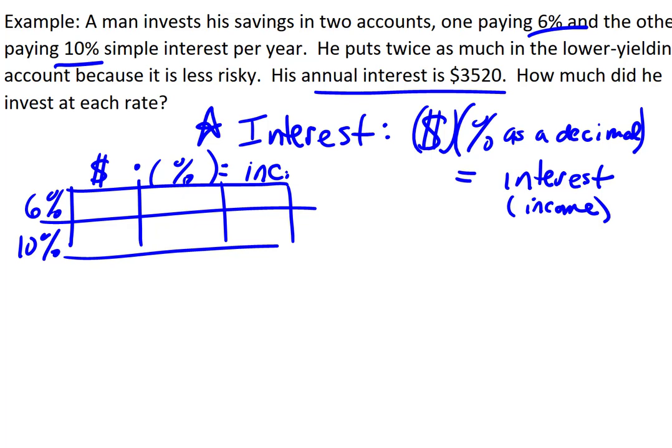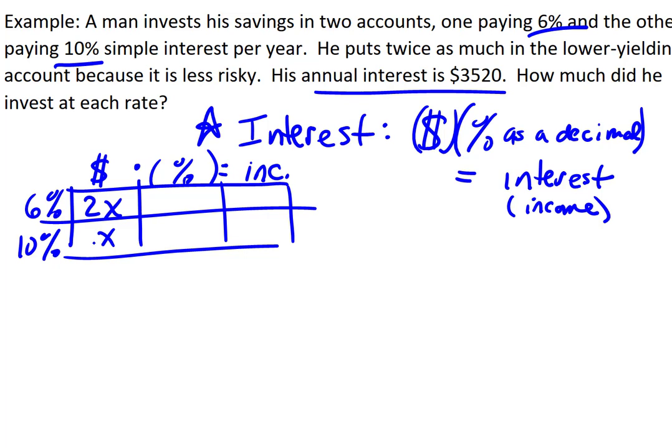Now let's go back and see what we can plug in from the given information. It says a man invests in two accounts. Okay, got it. 6 and 10%, got it. He puts twice as much in the lower yielding account because it's less risky. Okay, that would be the 6% then. Notice we don't know how much he put in either account, but we know he puts twice as much in the 6%. So a convenient way to represent that would be to say, how about x in the 10% and 2x in the 6%, right? Wouldn't that mean twice as much in the 6%? Where we let x equal the amount he invested in the 10%. Okay, so that takes care of that sentence.